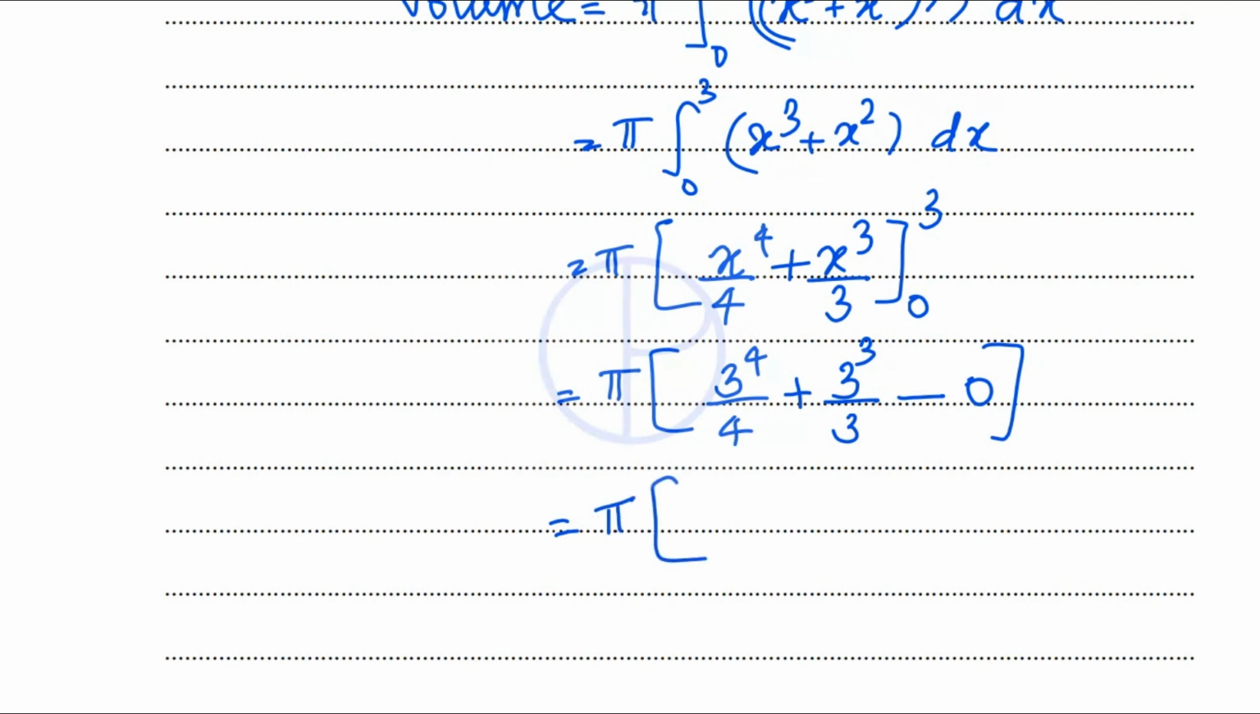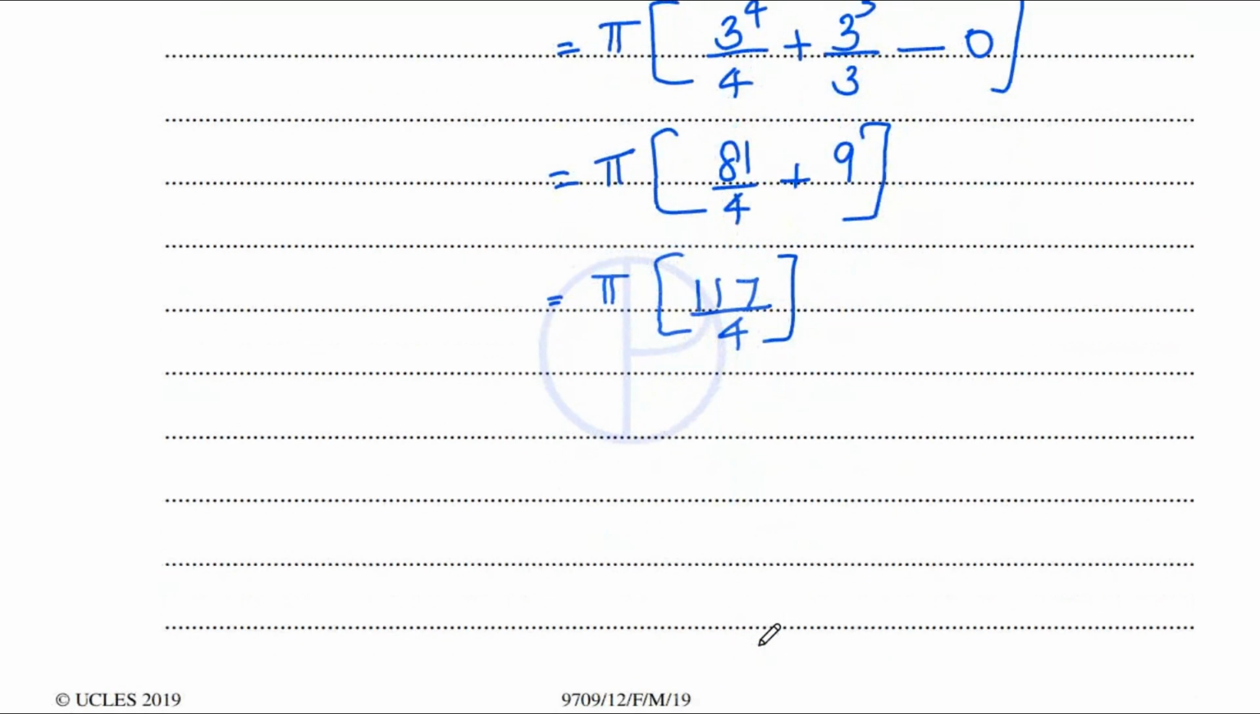3 power 4 is 81 divided by 4, plus 3 cube is 27. 27 divided by 3 will be 9. 4 times 9 is 36. 36 plus 81 is 117 divided by 4. So the volume is 117 over 4 pi.